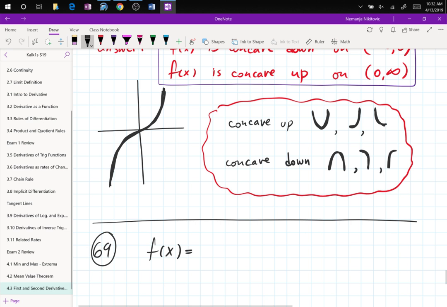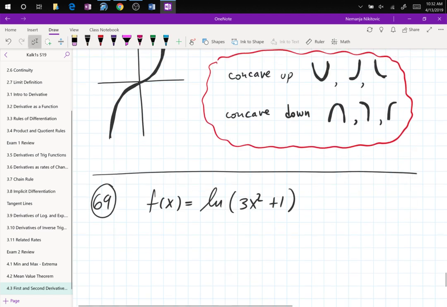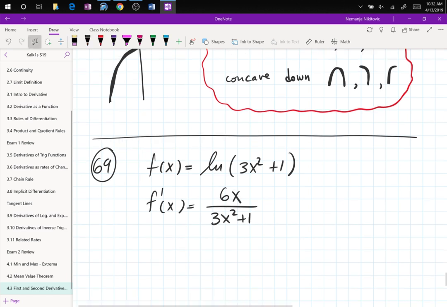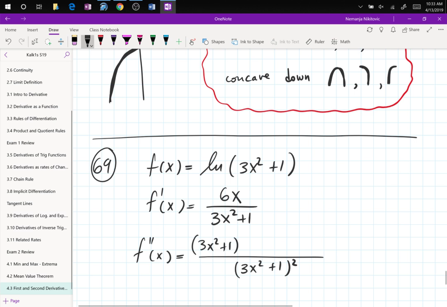So f of x is equal to ln of 3x squared plus 1. We need the first derivative, which is copy the function as is and put its derivative on top. And now for the second derivative, we have to do the quotient rule, let's say 3x squared plus 1 in denominator squared. 3x squared plus 1 times the derivative on the top is 6, minus 6x times the derivative on the bottom is 6x. Great. There we go.